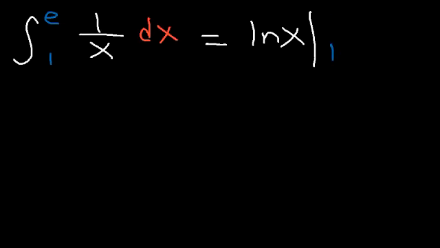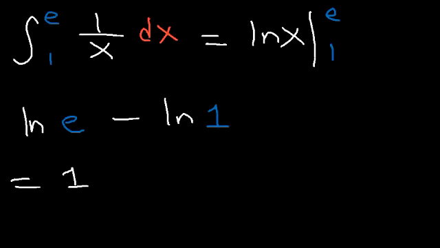Let's try one more definite integral problem. Let's say we wish to find the definite integral of 1 over x dx from 1 to e. We know the antiderivative of 1 over x is ln x. So now we need to plug in b and a. It's going to be ln of e minus the natural log of 1. What is the natural log of e? The natural log of e is always 1. The natural log of 1 is always 0. So the final answer is simply 1.